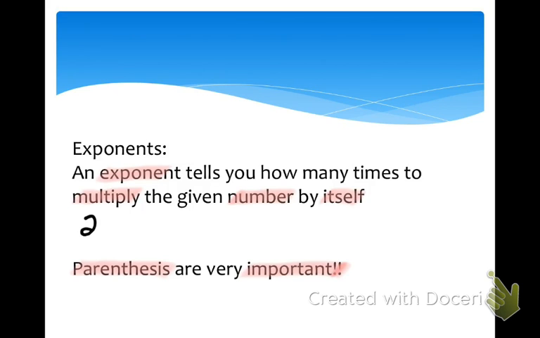So if I had 2 to the exponent of 3, or 2 to the third, that means 2 times 2 times 2. I get to write 2 3 different times. So here's 1 time, 2 times, 3 times. Okay? So parentheses are very important. So let's talk about why that's the case.